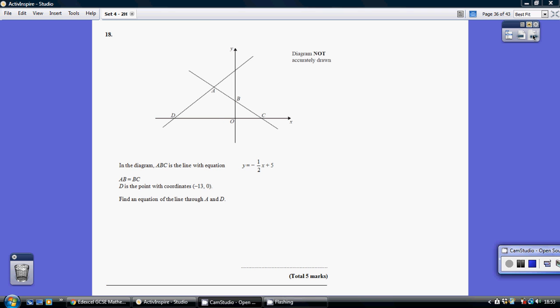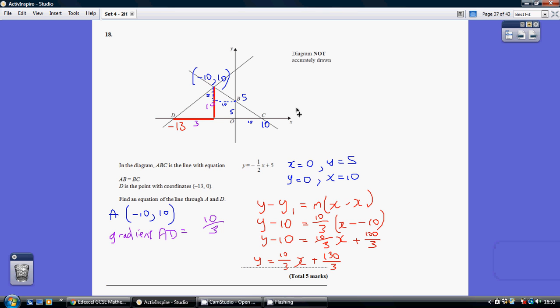Question 18. So let's just start off by working out the coordinates of B and C.